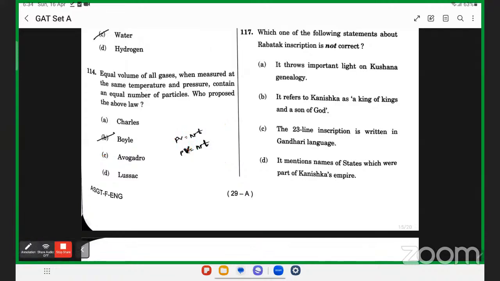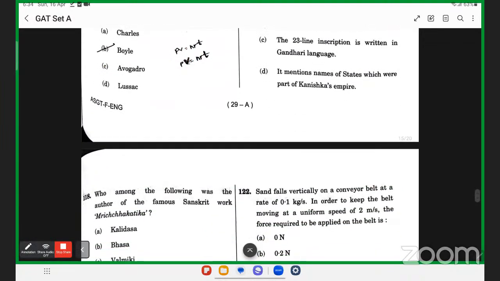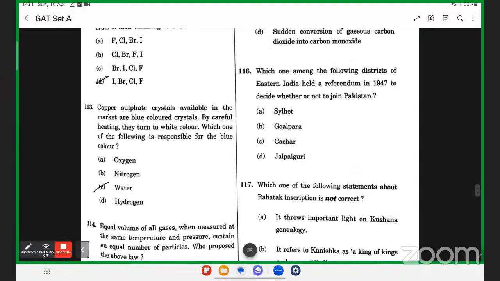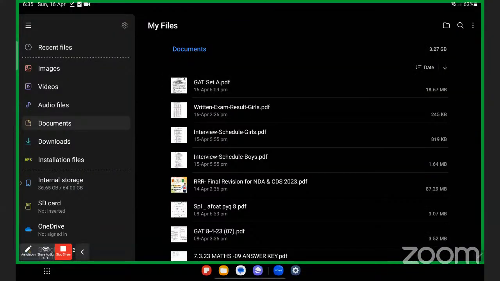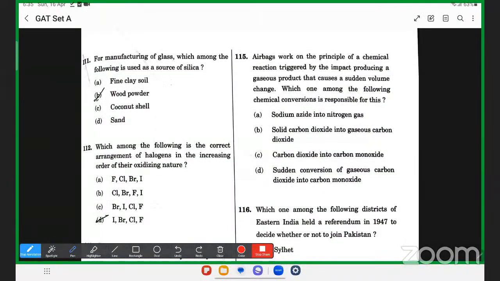Option C will be right. After 114, we have 115, again a very important question. Question 115: airbags work on the principle of a chemical reaction triggered by impact, producing a gaseous product that causes a sudden volume change.